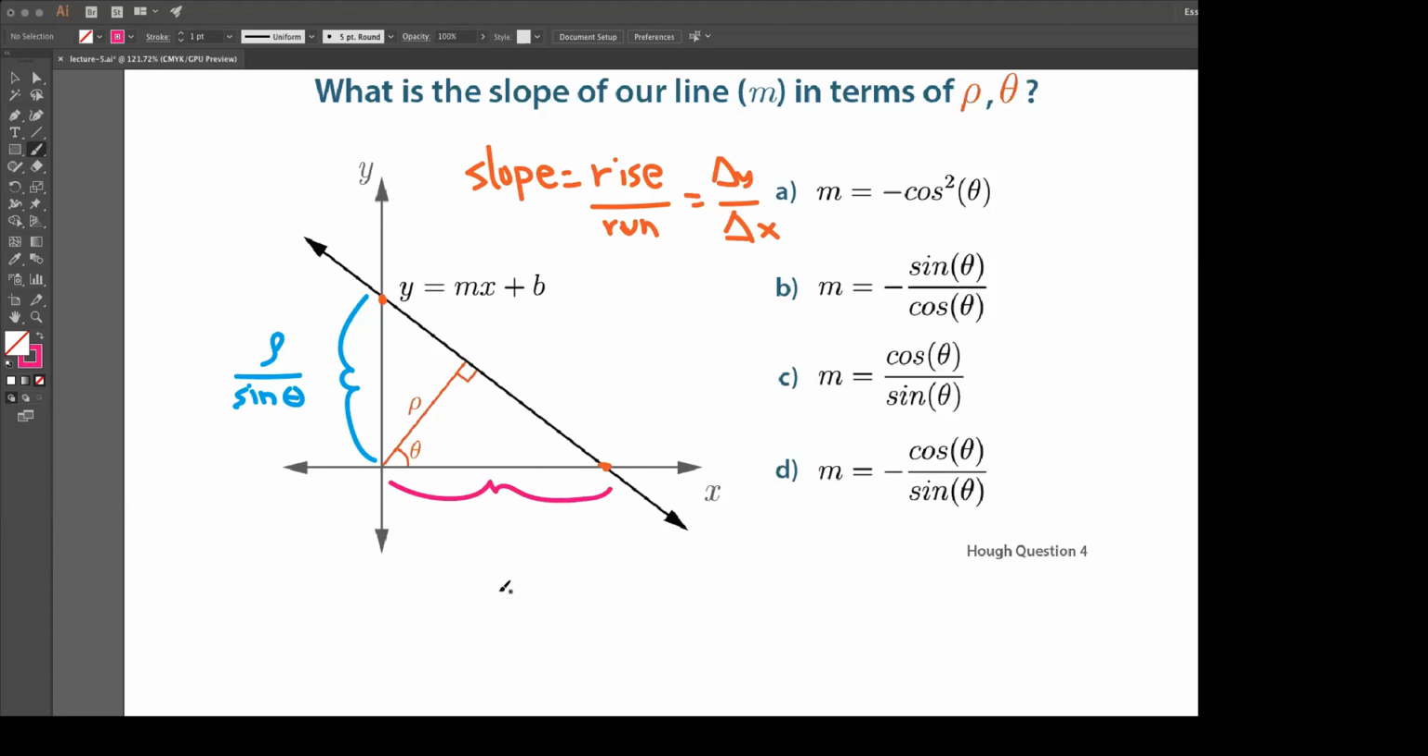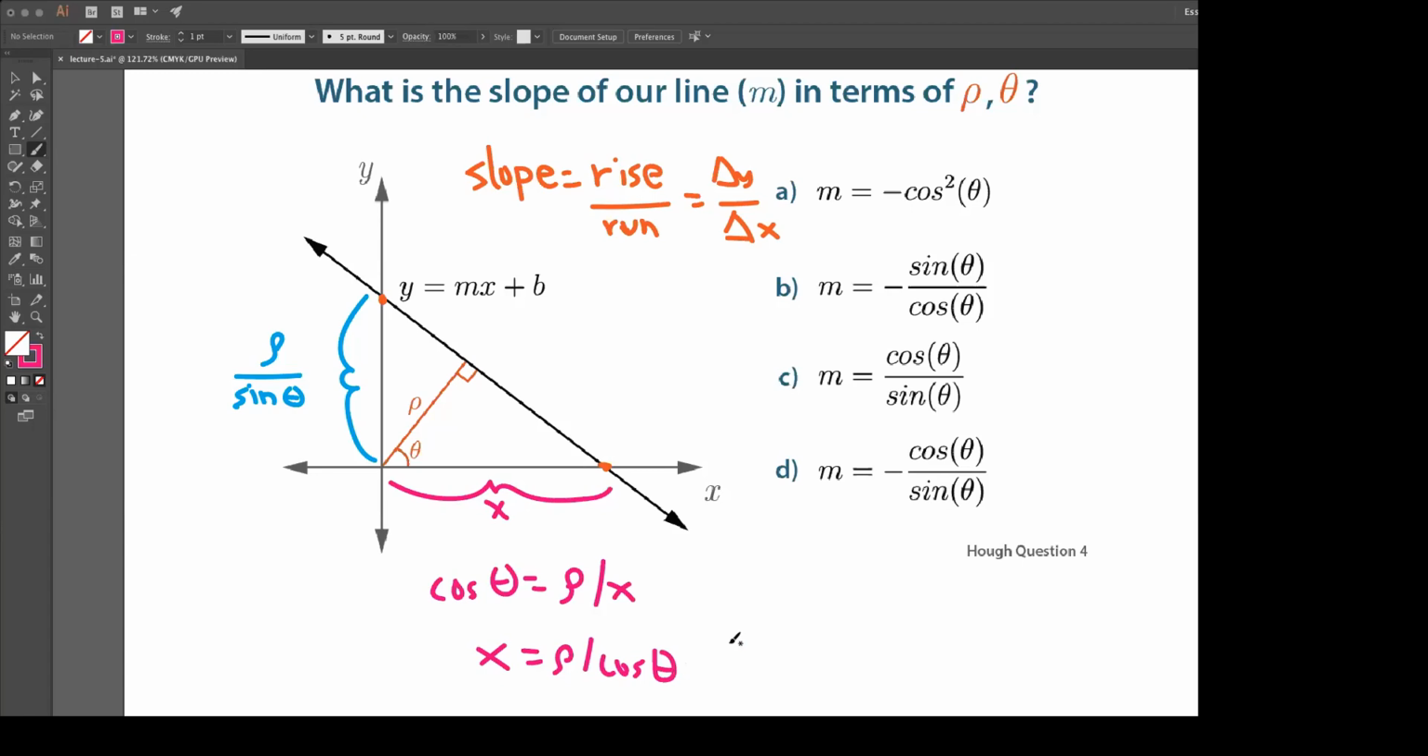Good. So we're going to use cosine. I'm going to say cosine of theta is equal to adjacent over hypotenuse. So rho over, and should I give this a name? Let's give it a name. We'll just call it x in this case. So if we solve for x, we get x is equal to rho over cosine theta.